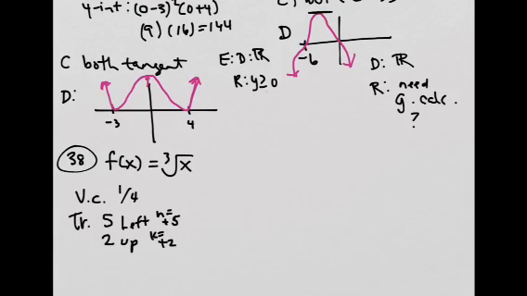Okay, so we're writing a transformation for this function, cube root of x. Those are the things they tell you, vertical compression, translation, and that's about it. So we're going to say f of x equals 1/4, because it's vertical compression, so it's a, and then h is 5, and k is 2, and that's it.